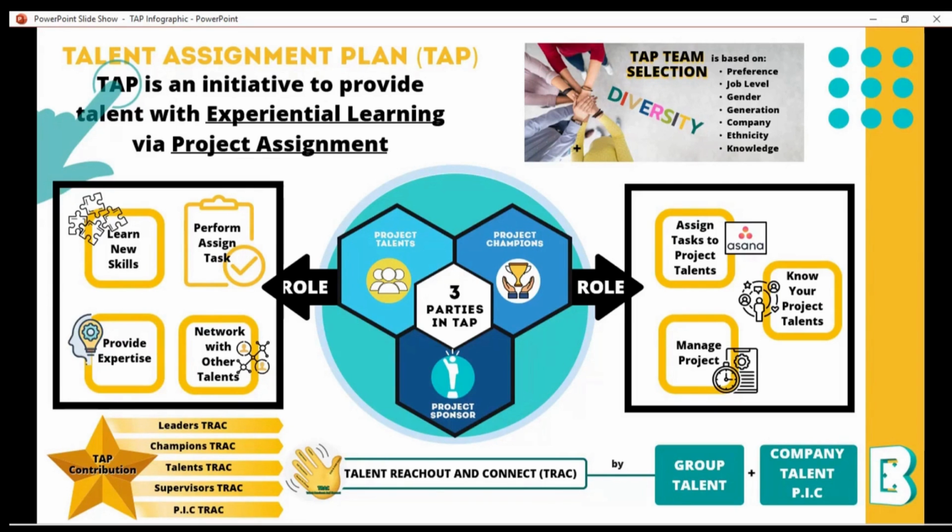Right. So now, that's the introduction about TAP, and I hope you have got some ideas about TAP and you understand your role as either project champion or project talents. For more news about talent, don't forget to go to Beep Beep under Talent News. And if you need help, don't forget to reach out to Group Talent for any assistance and advice.